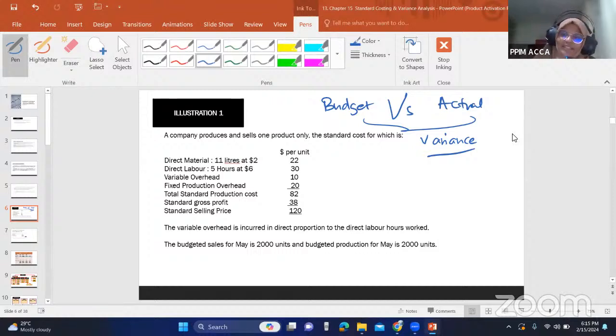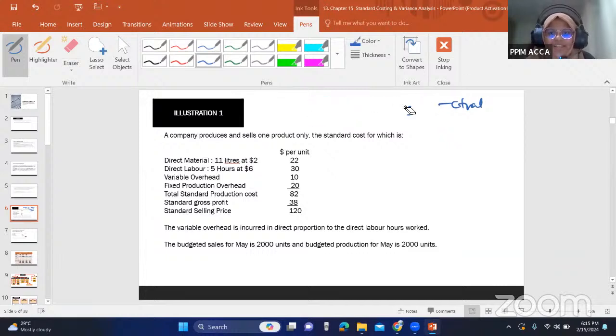So in this chapter, what are we going to do? We are going to learn how to calculate these variances. It's not as simple as it sounds. So let's start off by looking at this question. It says here, a company produces and sells one product only. So they are only producing and selling one product.